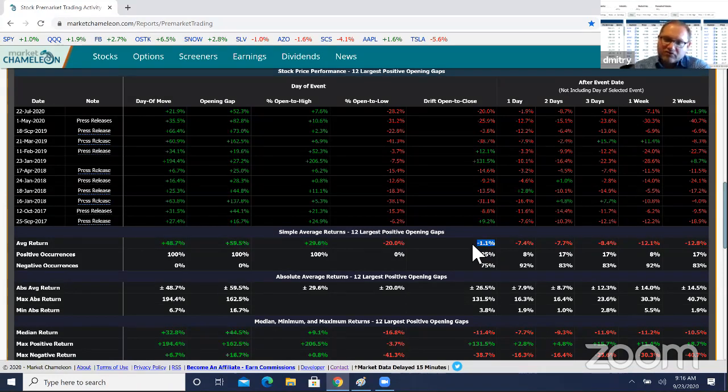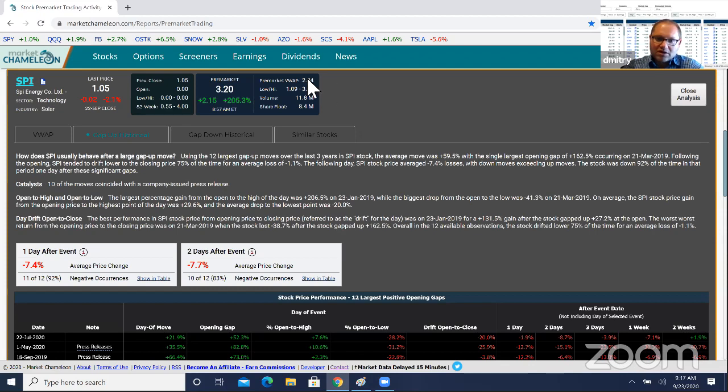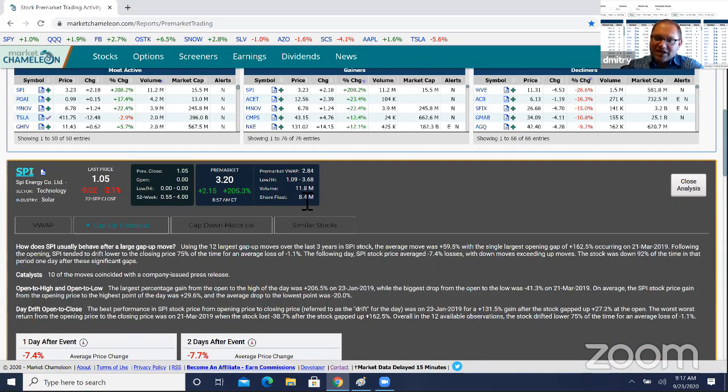The average of those returns was negative 1.1%, but we see the volatility from the open to the close of the day. On average, it moved another 26.5% in absolute terms. So up or down, it moved another 26.5% on average, with a high move of 131.5%. So very volatile. This is a low cap stock. You could see, what did we say? It was like a $15 million market cap, $8 million float. Very, very volatile, very liquid. So be careful with this.